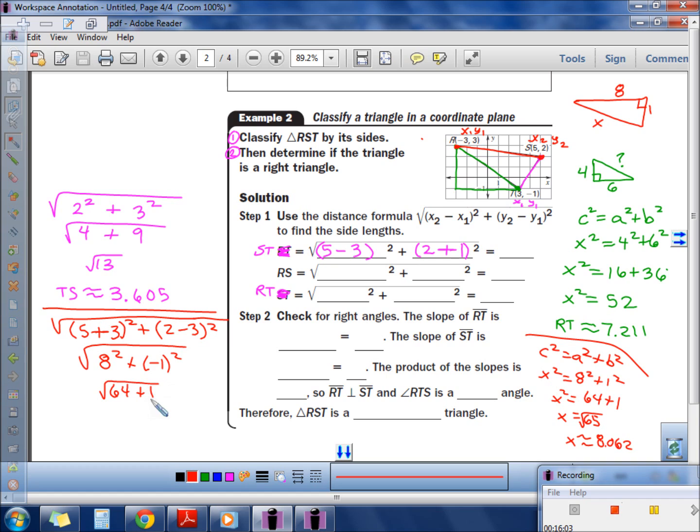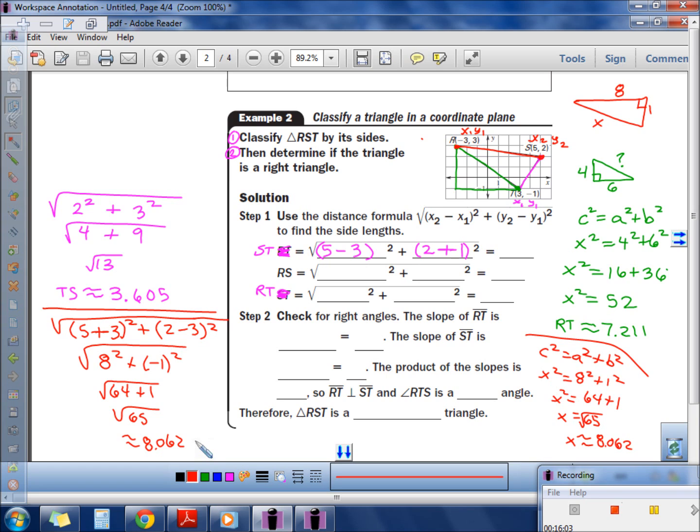Positive 1. That's where I see sign mistakes, right there. People will put negative 1 right there. That would never be good. Anytime you square a number, you're going to get positives. Then I get the square root of 65. Final answer is that, 8.062.